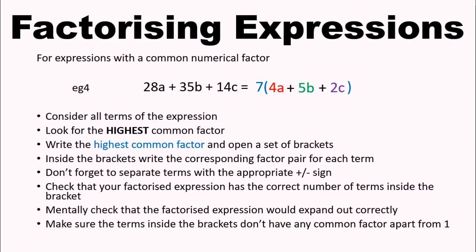One last check. Make sure the terms inside the brackets don't have any common factor apart from 1. So 4a, 5b, and 2c. Obviously all the letters are different, and the numbers 4, 5, and 2, they don't have any common factors apart from 1. 4 could divide by 2 as well as 2, but 5 could not. 5 could divide by 5, but 4 and 2 could not. So we have factorized fully.